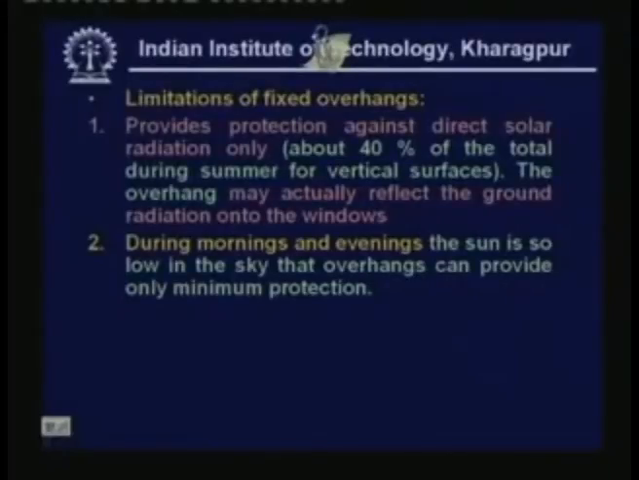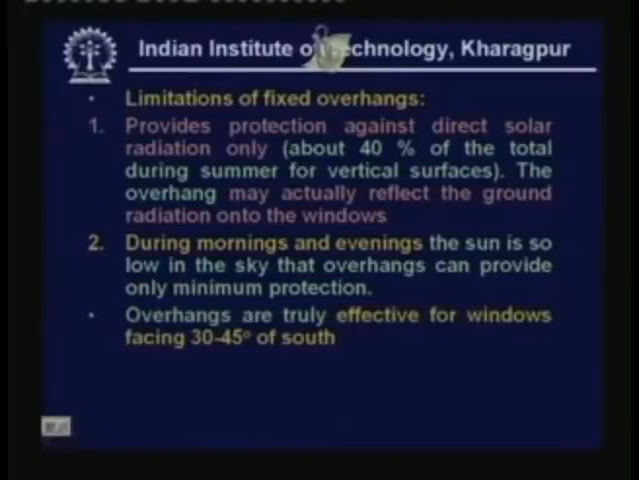And during mornings and evenings, when the sun is so low in the sky, overhangs can provide only minimum protection. So they are not really very useful during mornings and evenings. And overhangs are truly effective for windows facing 30 to 45 degrees of south. So overhangs are not very useful on east and west directions, for example. Why? Because on east and west, the maximum radiation occurs during morning for east and during evening for west, and at those times the position of the sun is very low, right. When the altitude angle is very low, the overhang cannot block the direct radiation. So it is of no use.